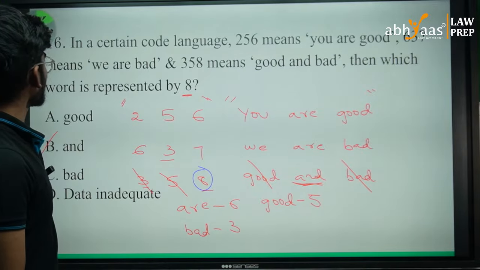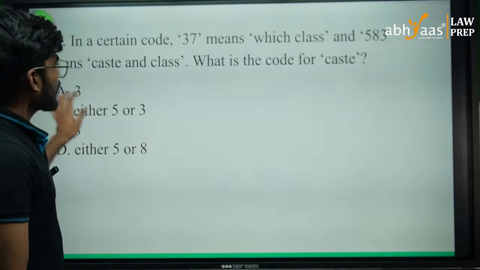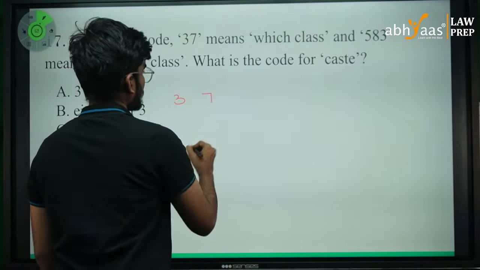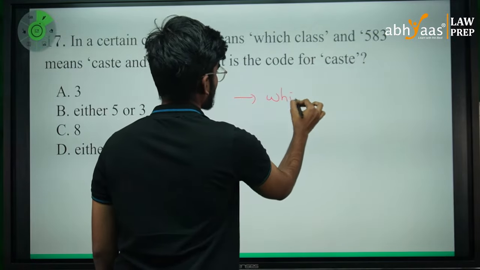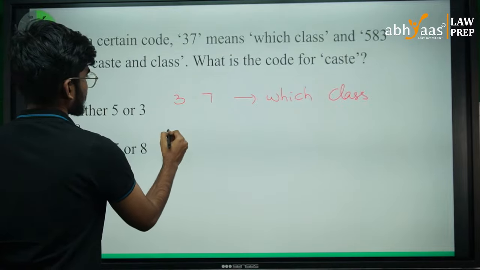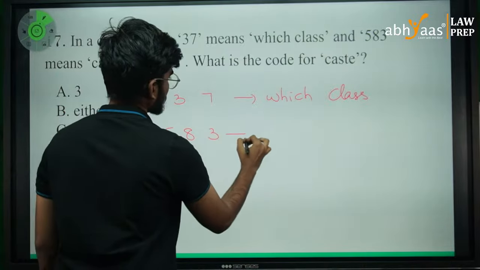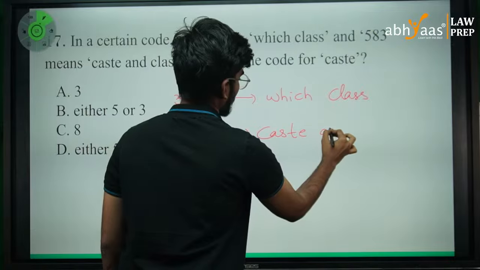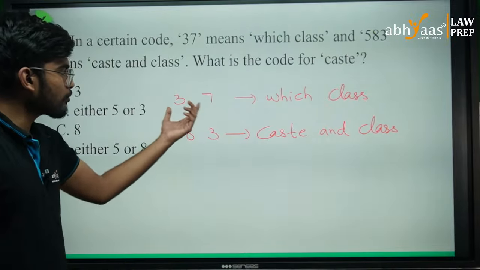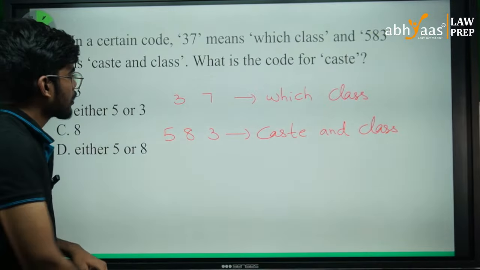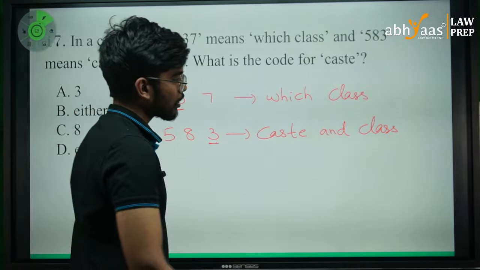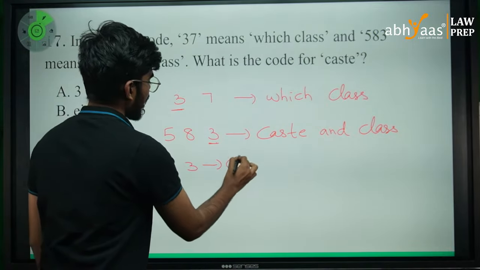Moving to the next one. In a certain code, 37 means which class? 583 means caste and class. Which number is common among these two? It is 3. Between these two, only 3 is common. And which word is common? Class is common. So 3 means class.